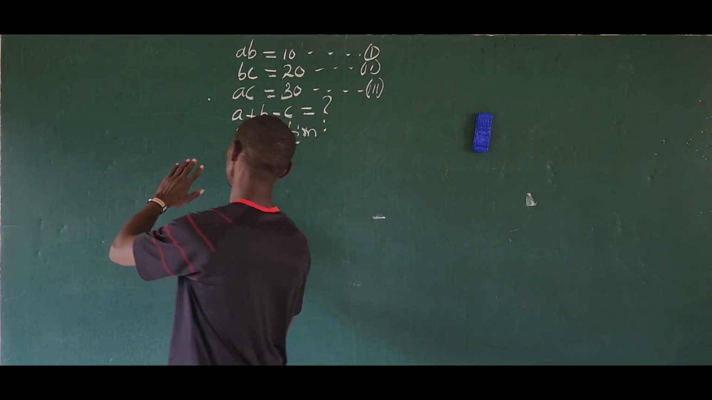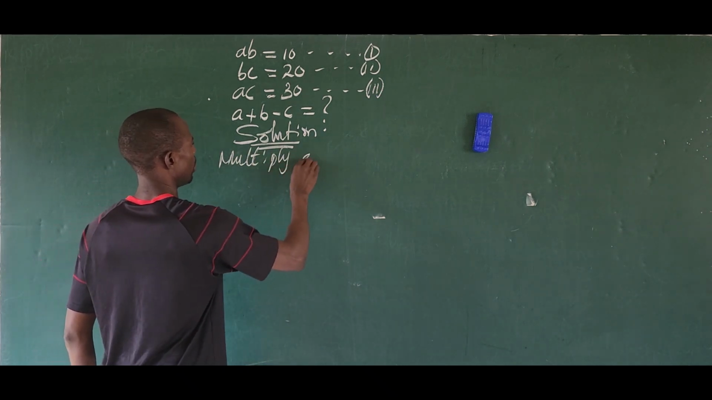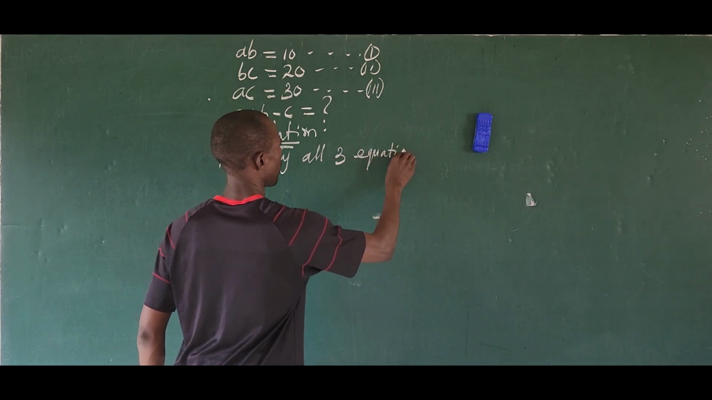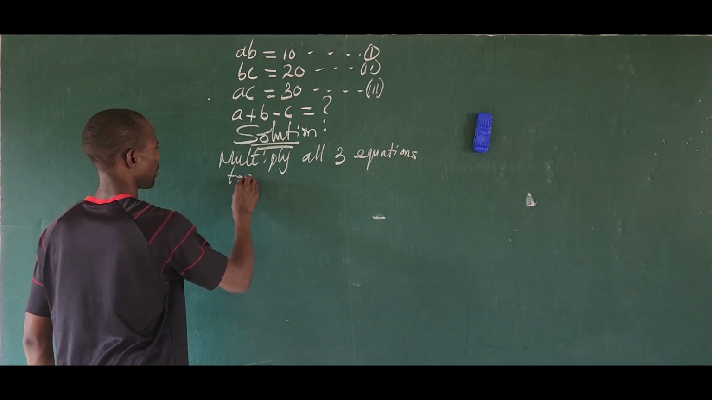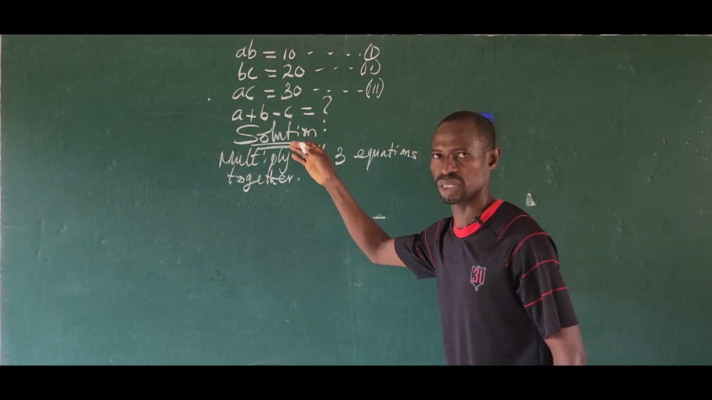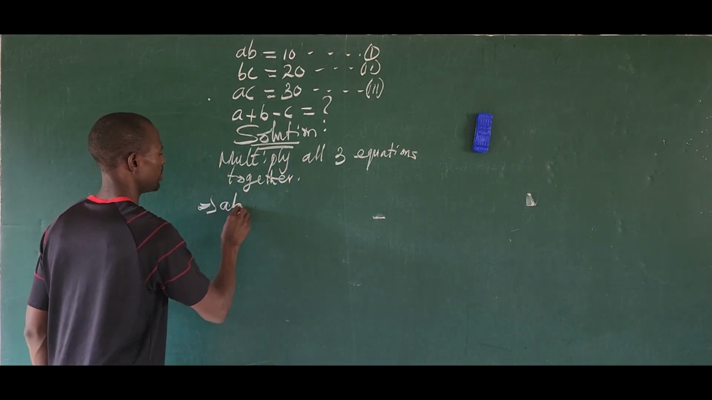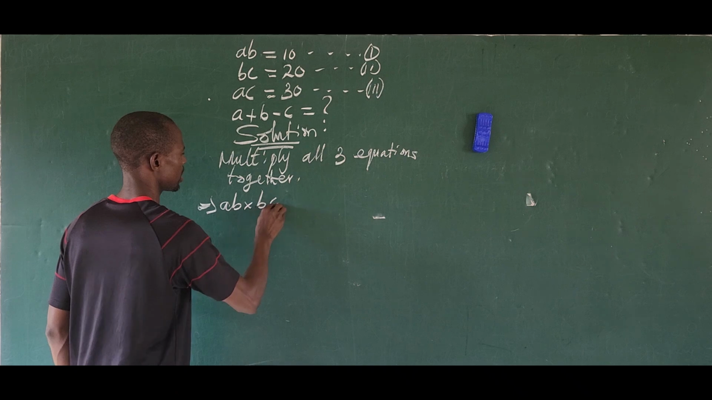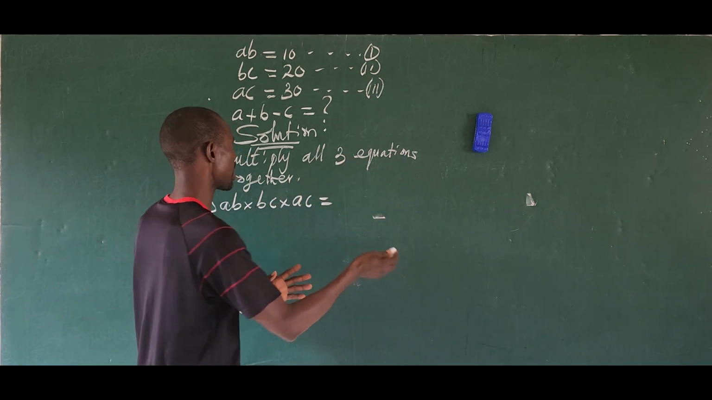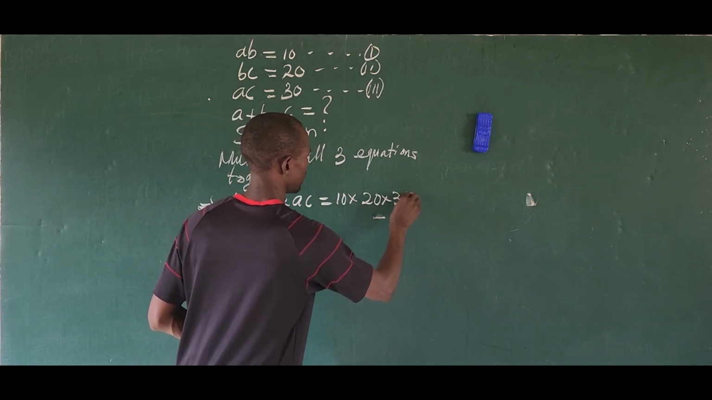Okay, so from here, we're going to multiply all three equations together. If we multiply equation 1, equation 2, and equation 3 together, the left-hand side is going to give us AB times BC times AC, equal to, on the right-hand side, 10 times 20 times 30.